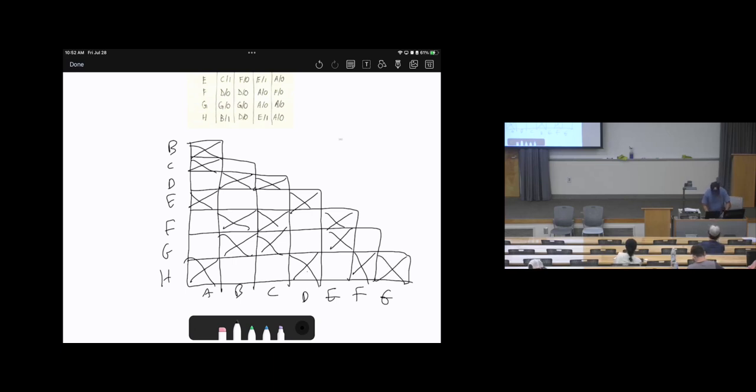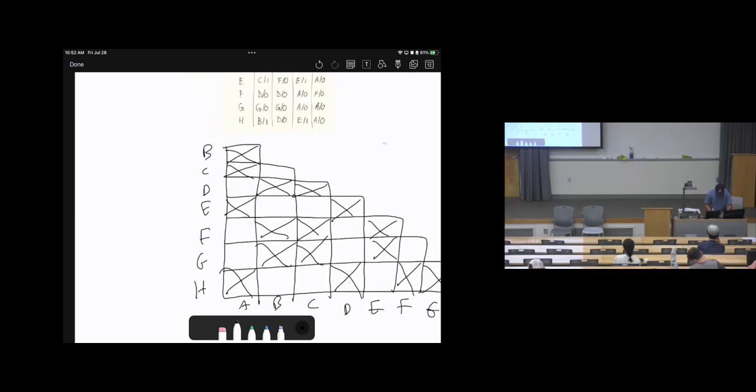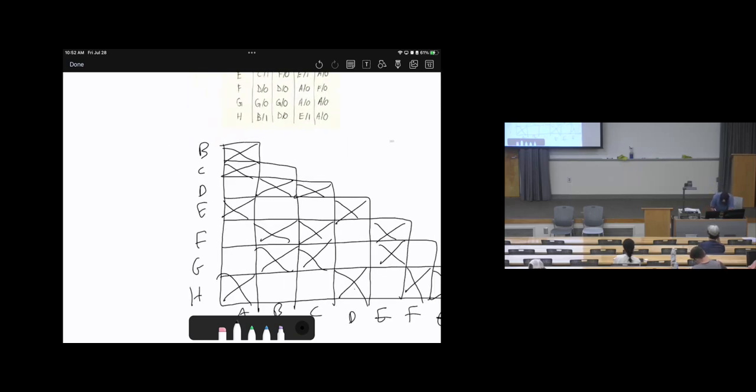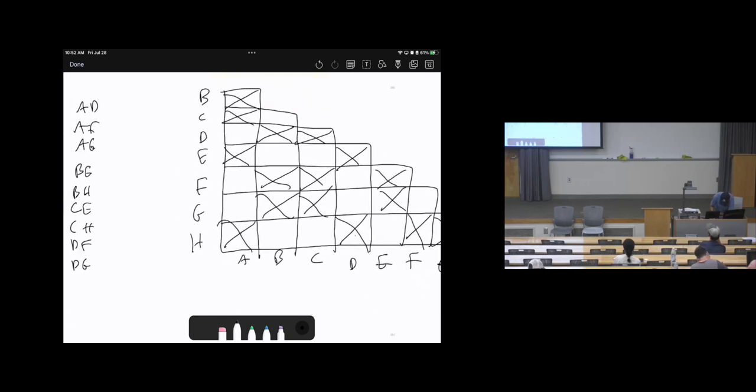Then let's look at the states. We have a lot of blocks here. Let's look at how many blocks we have: AD, then AF, AG, then BE, then BH, CE, CH, DF, DG, EH, then FG. Okay, we have a lot.